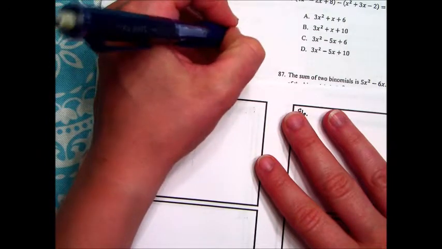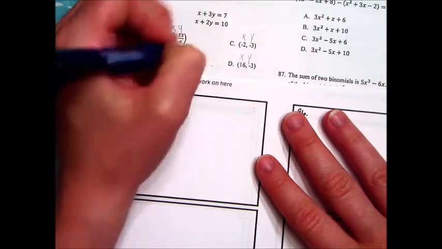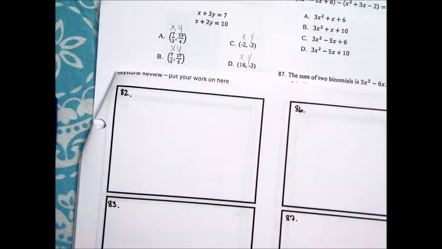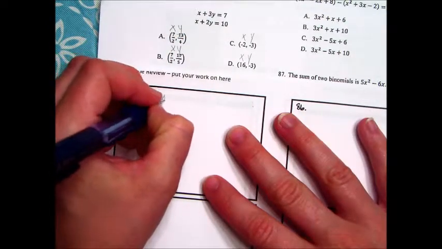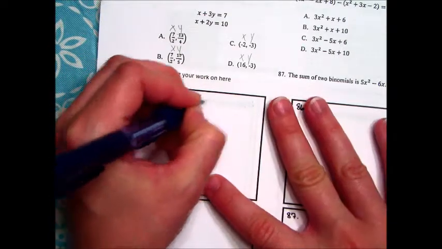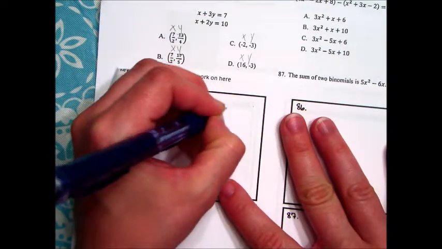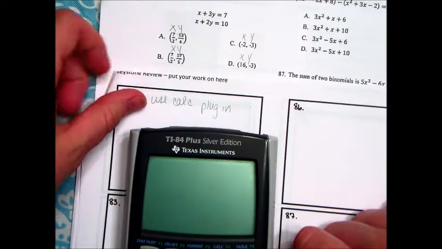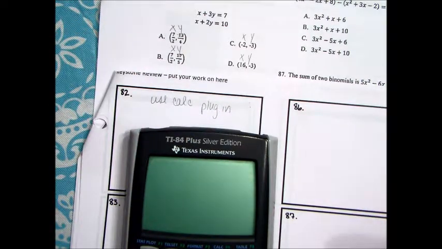So we have x and we have y. We have x and y, x and y. There is another way to do this, but for right now, let's just practice putting it in your calculator. So let's write use calculator, plug in. Okay, so let's see if I can eye up the right answer. I'm not sure if I'm fast enough to be able to do that.